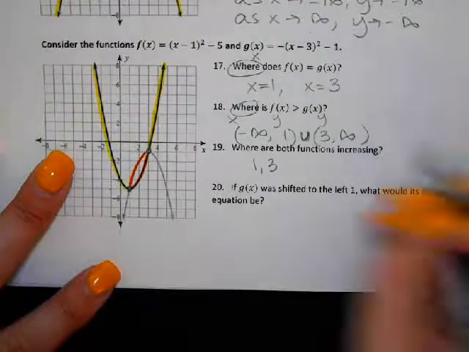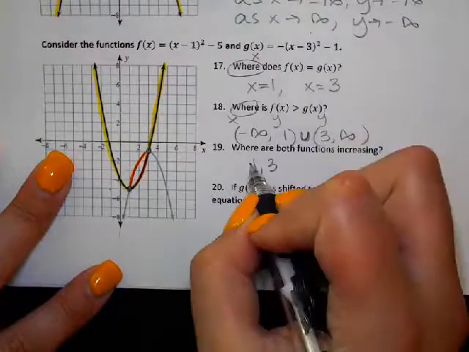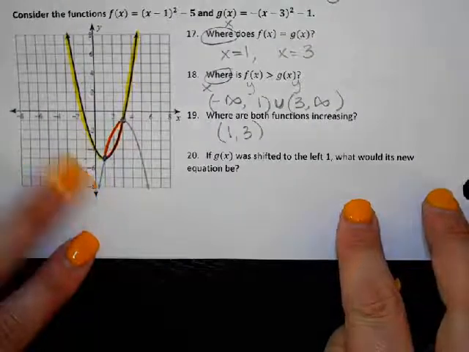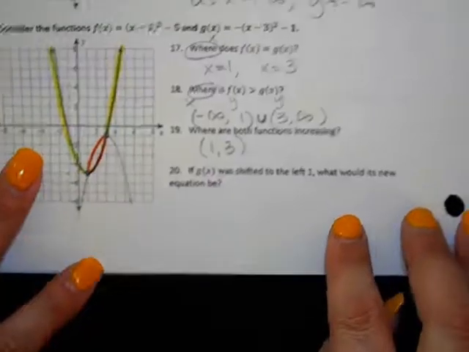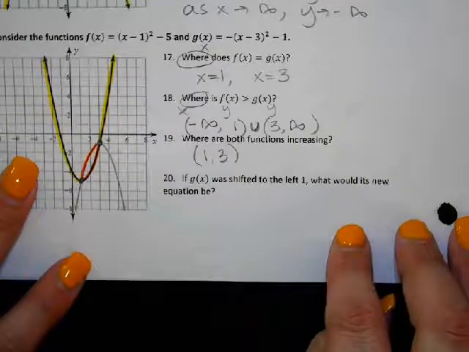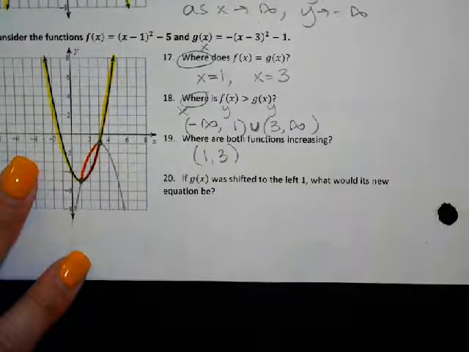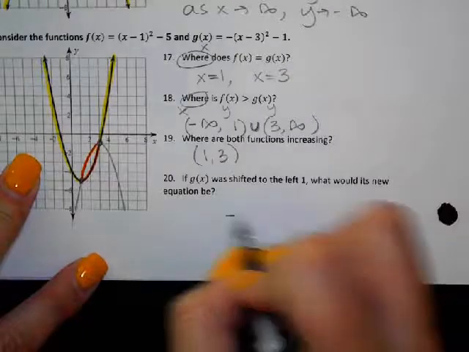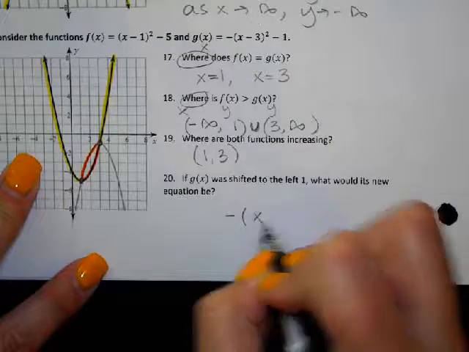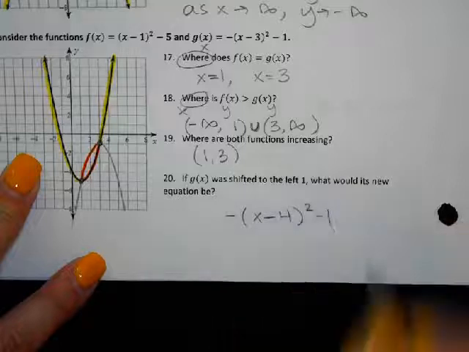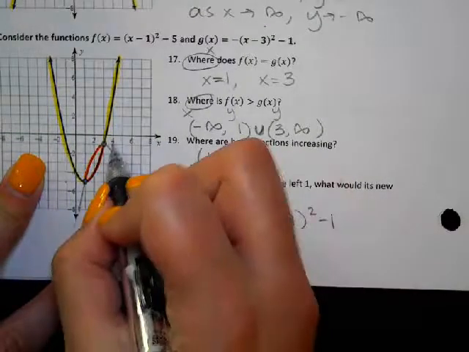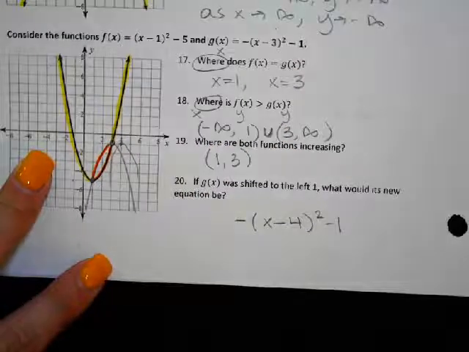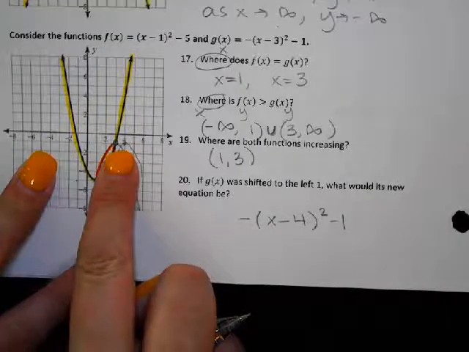All right, next one. If g of x was shifted to the left 1, what would its new equation be? Joseph. Okay, hold on. I'm going to show you something. X minus 4 squared is right here. Did you shift it to the left 1? X minus 4 squared is right there. Right? Did you shift it to the left 1? You shifted it to the right 1.